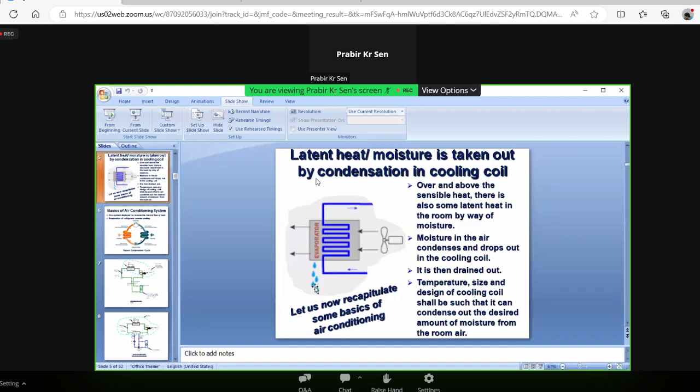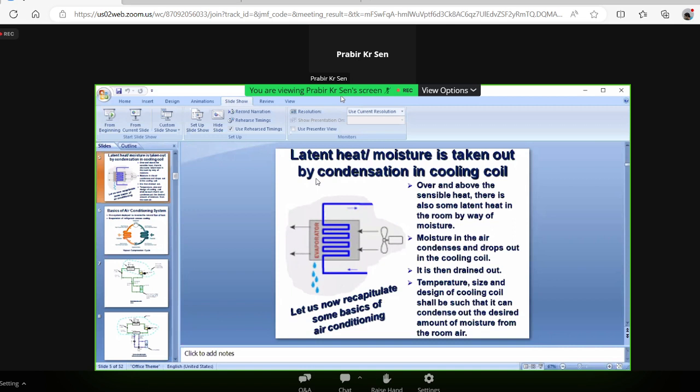And we drain the condensed moisture out. So the temperature, size, and design of the cooling coil shall be such that it can condense out the desired amount of moisture from the room air.